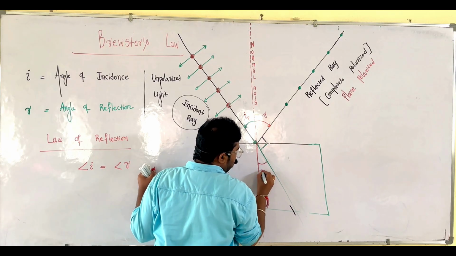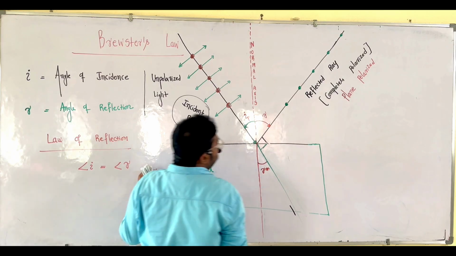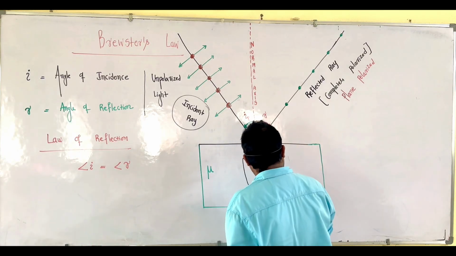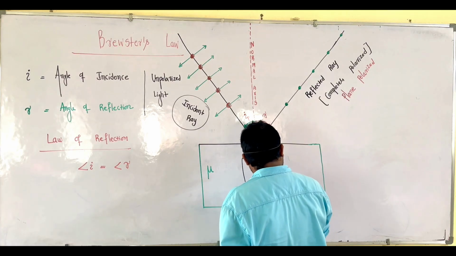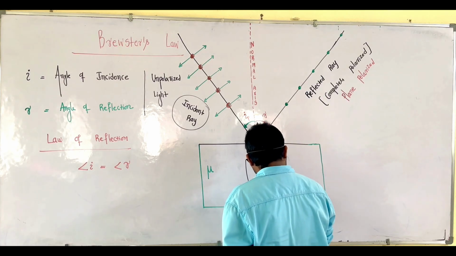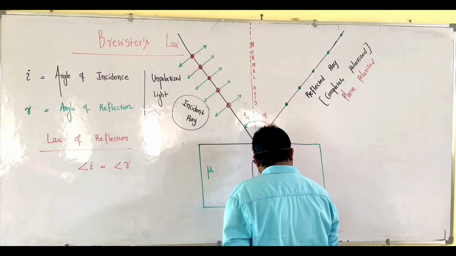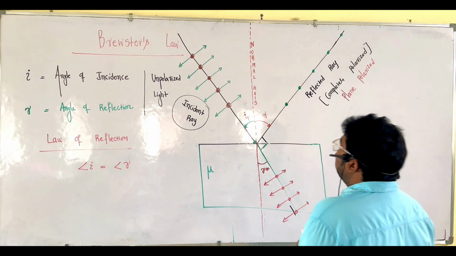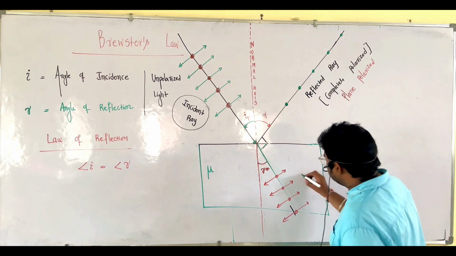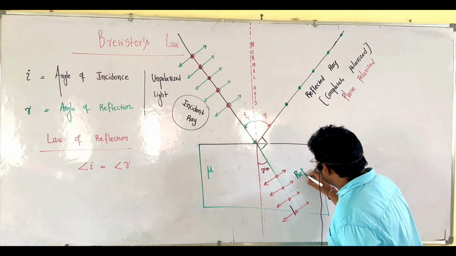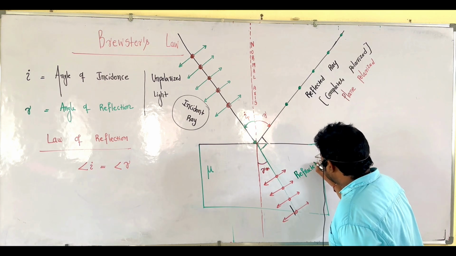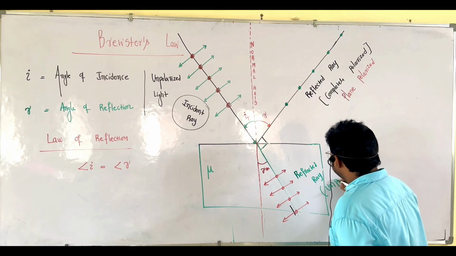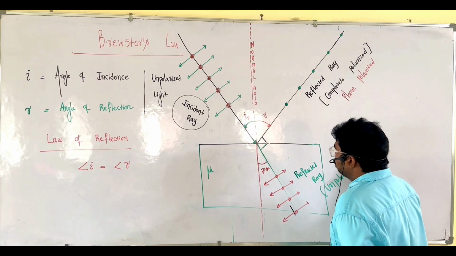This is the angle of refraction. This is the refracted ray. Refraction. This refracted ray is unpolarized light.